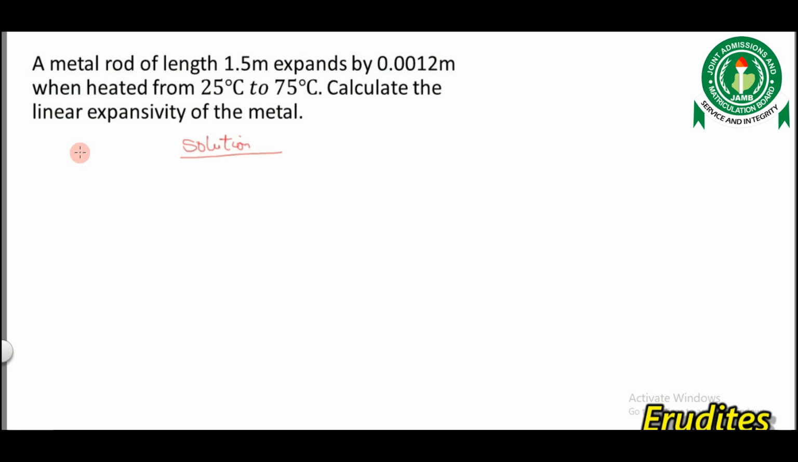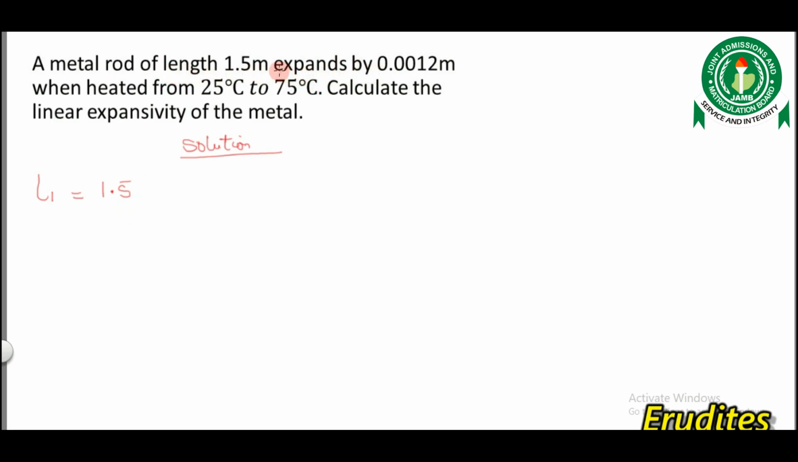So let's look at this question. A metal rod of length 1.5 meters expands by 0.0012 meters when heated from 25 degrees Celsius to 75 degrees Celsius. Calculate the linear expansivity of the metal. The first thing we want to do is to fish out our parameters. A metal rod of length 1.5 meters means our L1 is equal to 1.5 meters. That is our initial length.